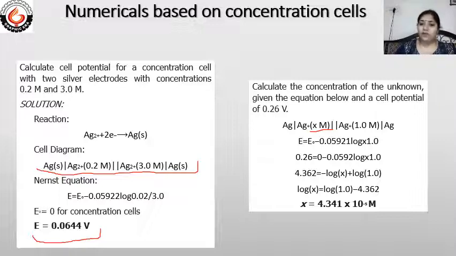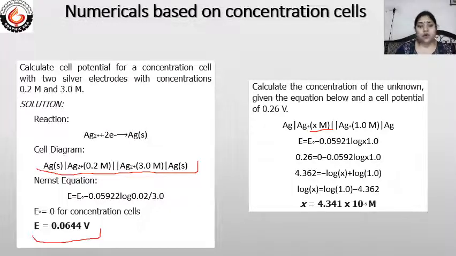Again we will put the values into the Nernst equation for a galvanic cell. E naught will be 0, and after putting the values we will get the concentration of Ag+ on the left side. Always this value will be lower than the right side value. You can check your answer also, because it is always fixed that on the left side the concentration will be lower and on the right side the concentration will be higher.